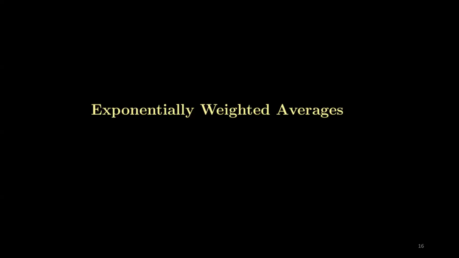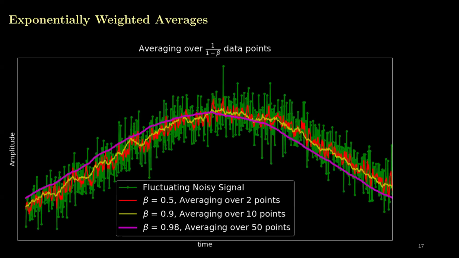So in this lecture, we will learn about a very important process known as exponentially weighted average. This is the process adopted by all the optimizers in order to make the weight updating process smooth. Let's see how this process works and how it smooths the process of weight updation.